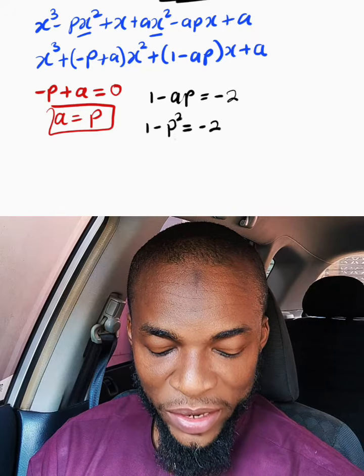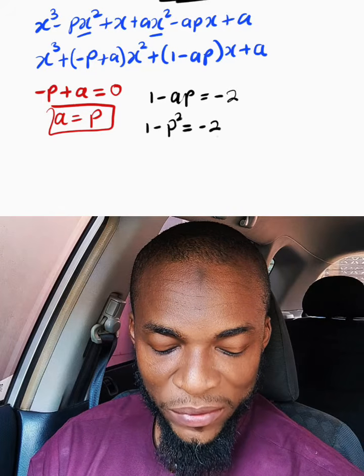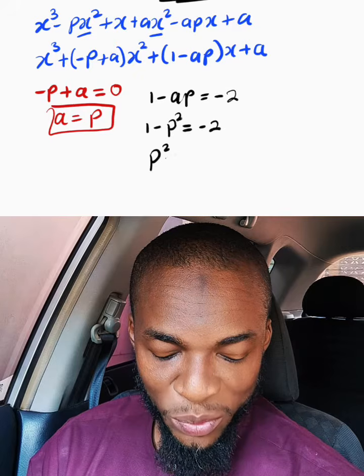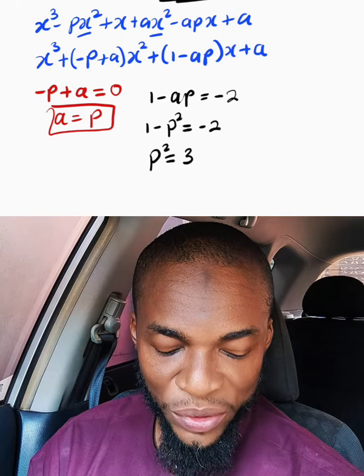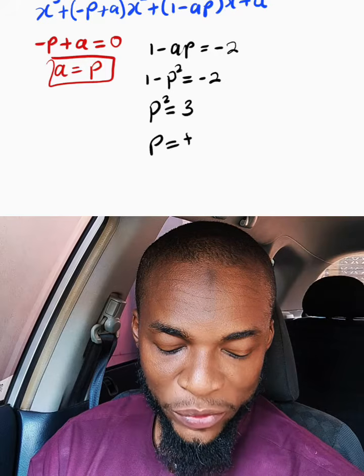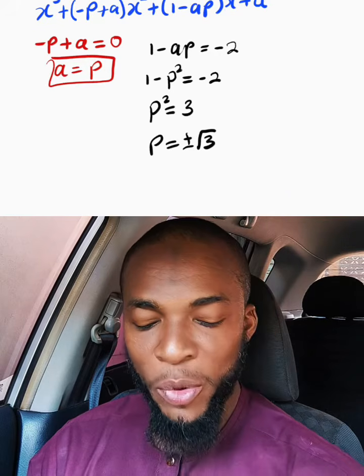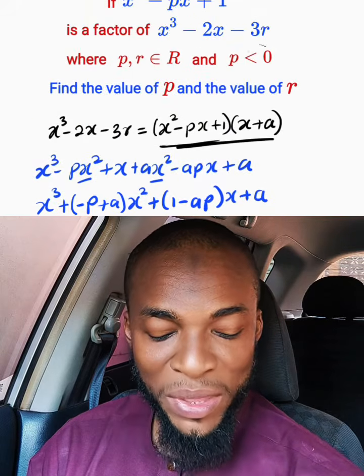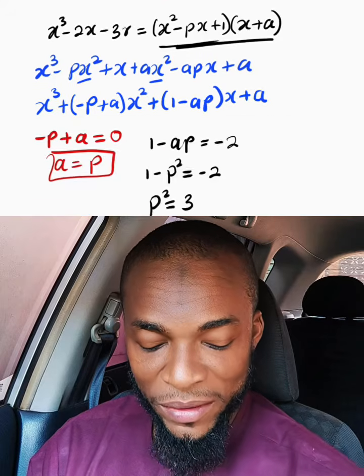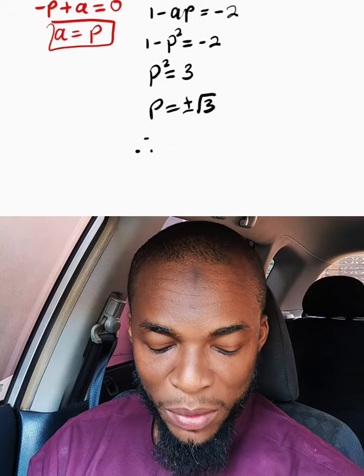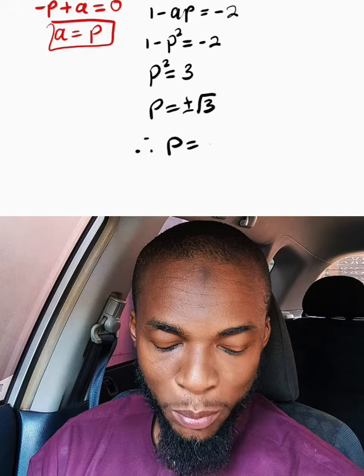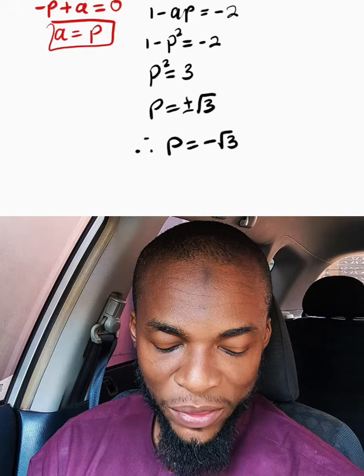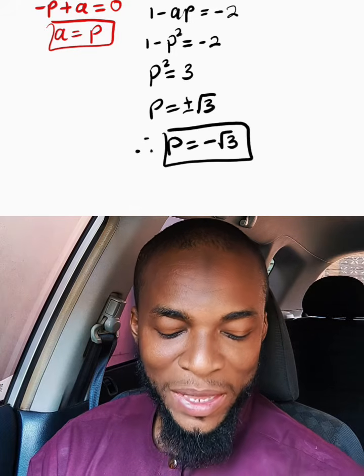You can collect the like terms. You can switch p² and −2. So p² must be equal to 1 + 2, which is 3. Then you take the square root of both sides. You have p to be ±√3. But remember, the question stated that p is negative, and hence p must be −√3. We are done with p.